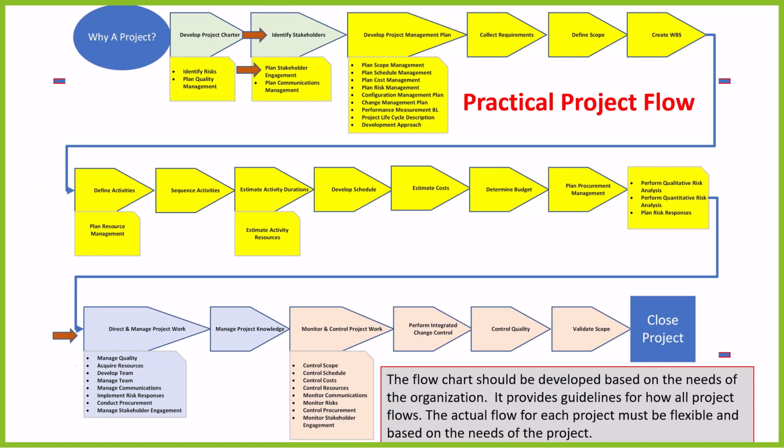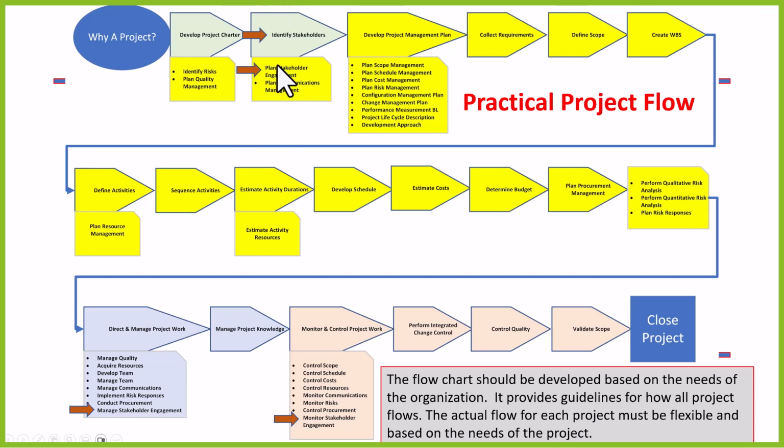So this is a flow chart that I use in my practical project management course, which takes the 10 by 5 by 49 and puts it into a practical flow that we can easily use to help us manage our projects with. And that's from the Practical Project Management course. Now you can see I've highlighted 4 different processes here.